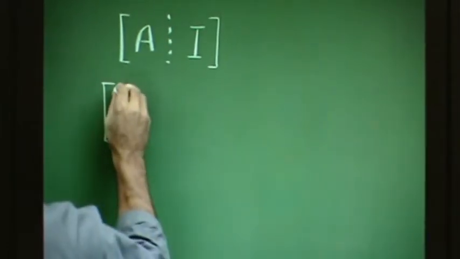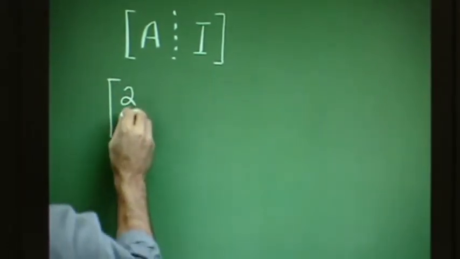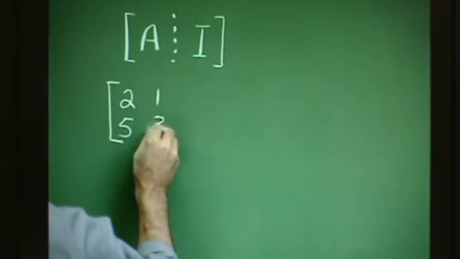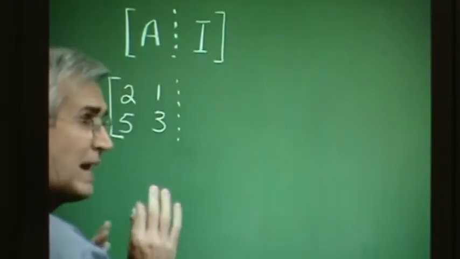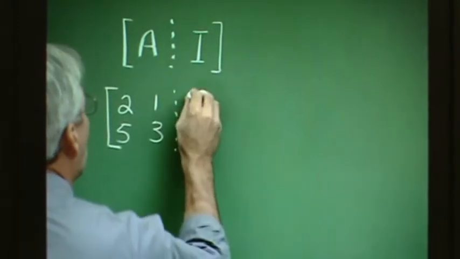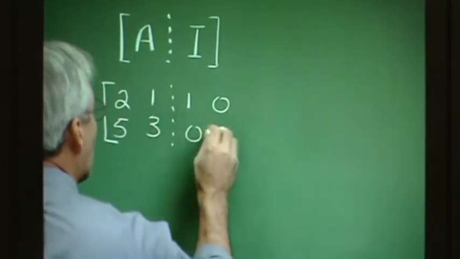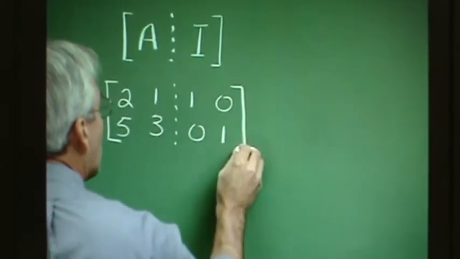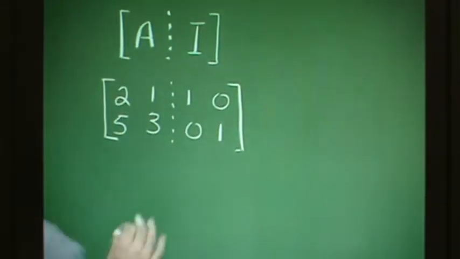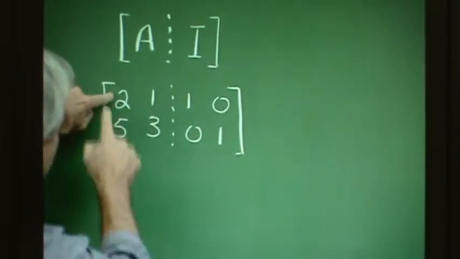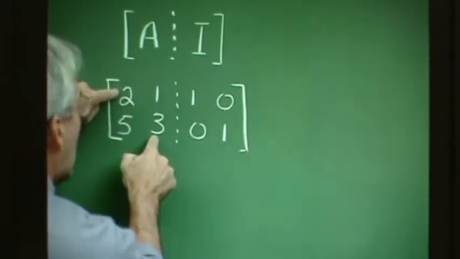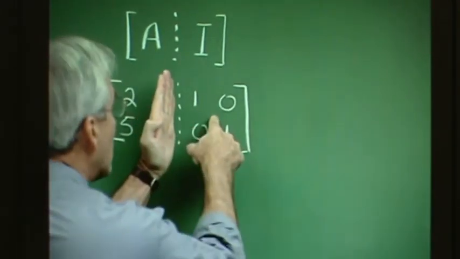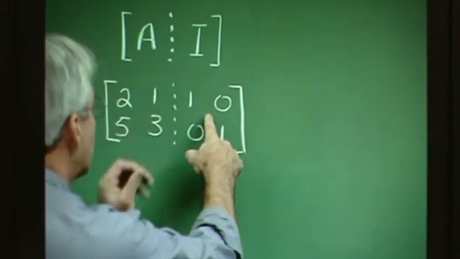At any rate, let's see, we start with 2, 5, 1, 3. And now the identity matrix elements are 1, 0, 0, 1. And now my intention is to work through and cause these entries to be 1, 0, 0, 1. And then the entries over here will be A inverse. Let's see if that's not the case.